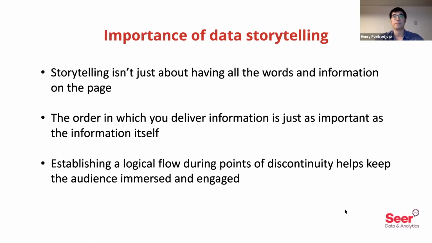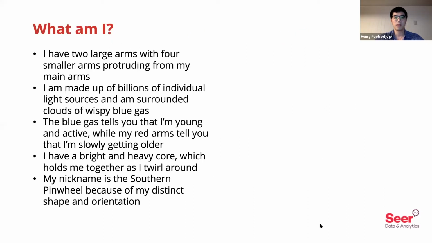Now, I want you to all try and draw a picture in your mind and imagine what I'm trying to describe here. So I have 2 large arms with 4 smaller arms protruding from my main arms. I am made up of billions of individual light sources and I'm surrounded by clouds of wispy blue gas. The blue gas tells you that I'm young and active, while my red arms tell you that I'm slowly getting older. I have a bright and heavy core, which holds me together as I twirl around, and my nickname is the Southern Pinwheel because of my distinct shape and orientation.